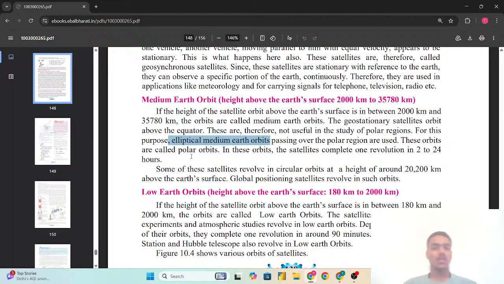So such type of the orbit, in this orbit the satellites complete one revolution in 2 to 24 hours. So the time duration कितना होता है polar orbits, polar satellites का? So that is 2 hours to 24 hours. Some of these satellites revolve in a circular orbit at a height of around 20,000 kilometers. और जो global positioning satellites होती हैं, that they revolve in such orbits.